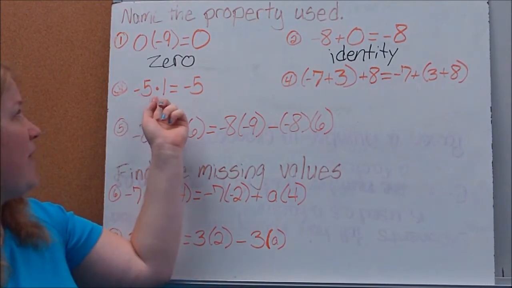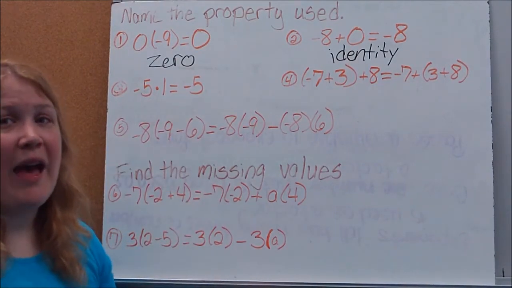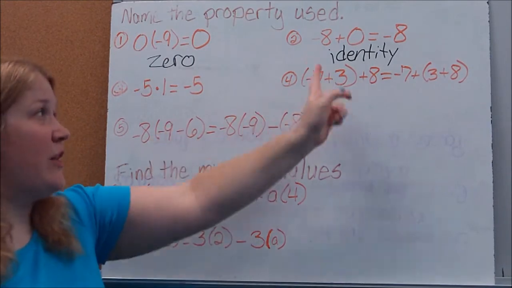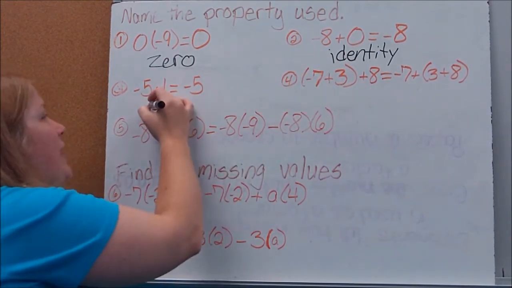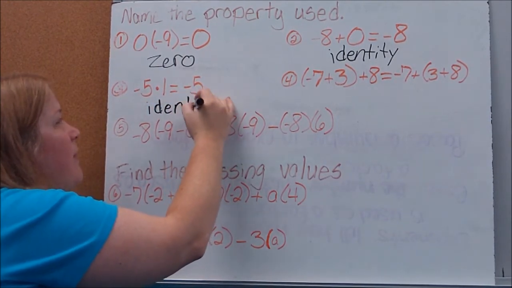Over here, -5 times 1, I still wind up with -5. That, again, is the identity property. However, now we're using multiplication. So there's an addition identity property, there's a multiplication identity property. So this is the identity property of multiplication.